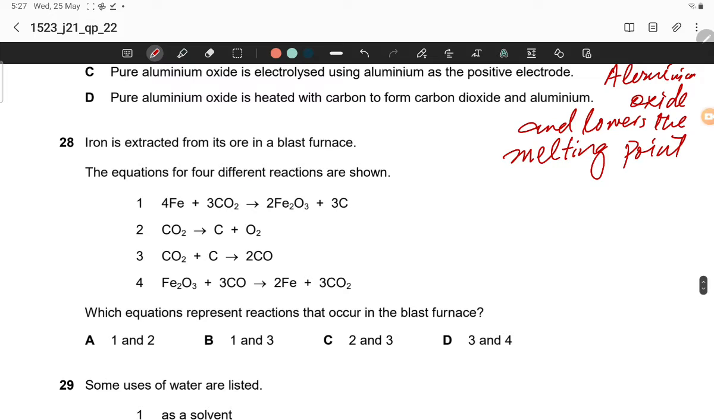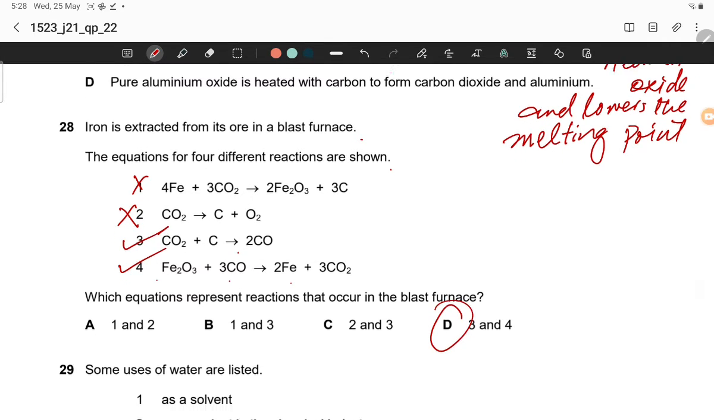Iron is extracted from its ore in a blast furnace. The equations for 4 different reactions are shown. Carbon dioxide, carbon plus oxygen. This is not correct, this is also not, also incorrect. Carbon dioxide, carbon, this is correct, and then iron ore reduced to iron in the presence of carbon monoxide, so this is also correct. Which equations represent reactions that occur in the blast furnace? 3 and 4. D option is correct.